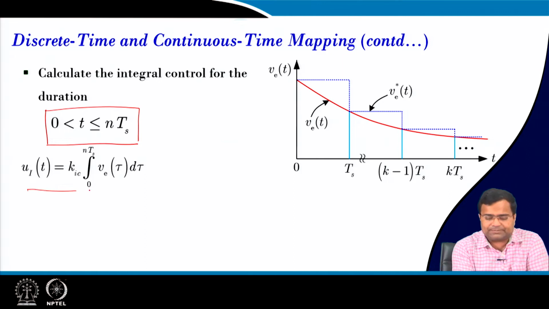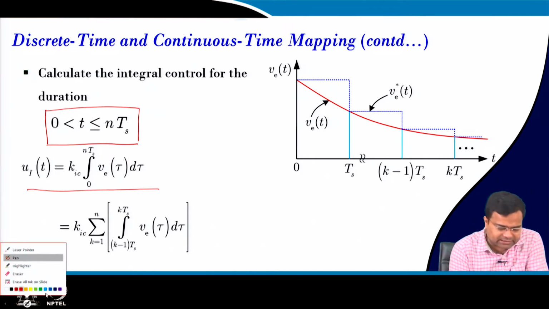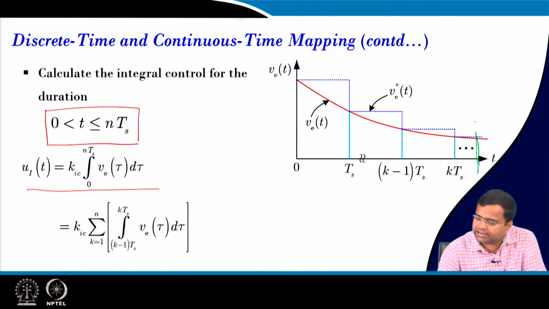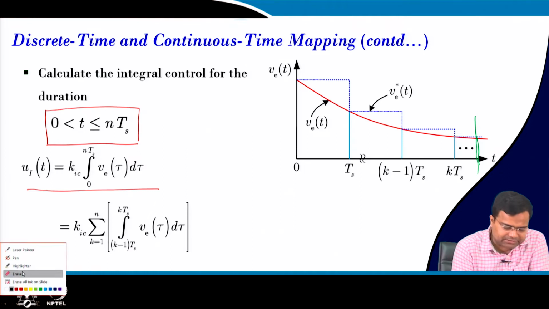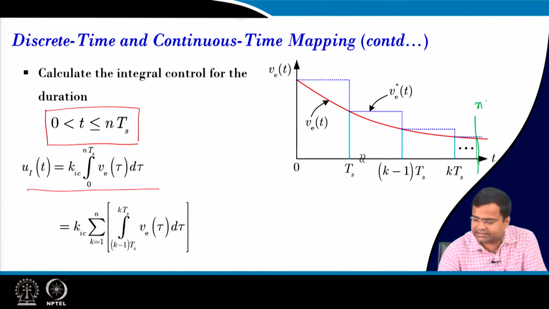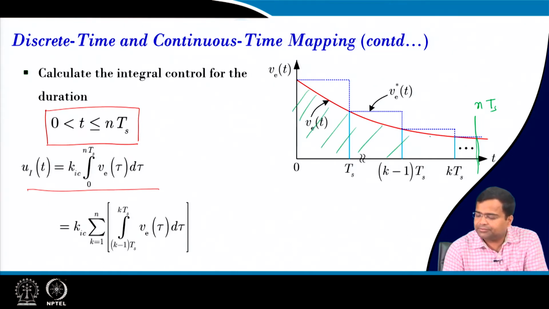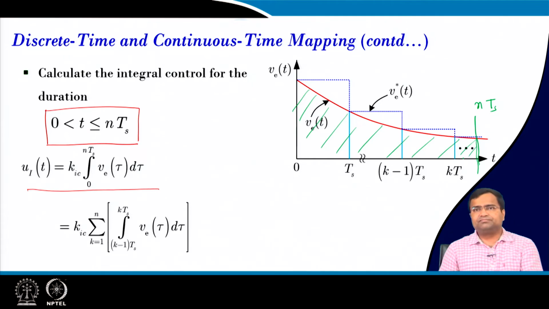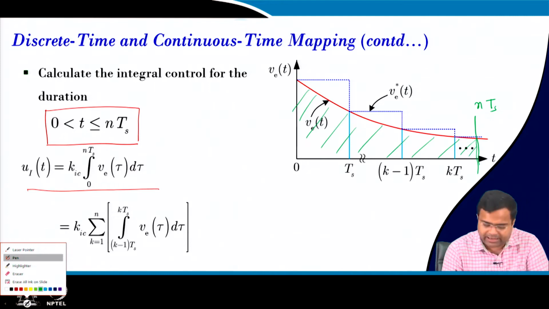So, then we know the expression, it will be 0 to nTs. Then if we further break down, let us say we are talking about maybe somewhere here we will get 100, or maybe we are talking about nTs, that means somewhere here there will be nTs. So, we want to find the area under this curve till this nTs time. How can you obtain it? We can obtain this by breaking this into pieces.